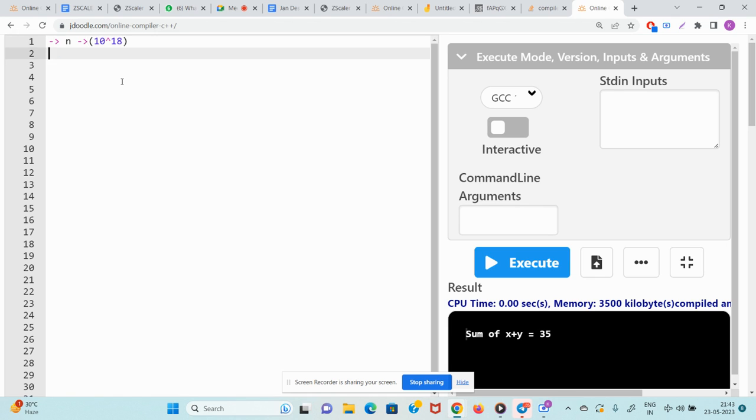But you know, guys, the binary representation of 10 raised to 18 is somewhere close to 2 raised to 64. It means only 64 ones and zeros are enough to even represent 10 raised to 18. It means the time complexity while calculating that will never go more than 64 operations. That's the benefit of binary.